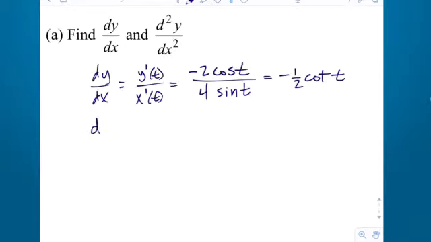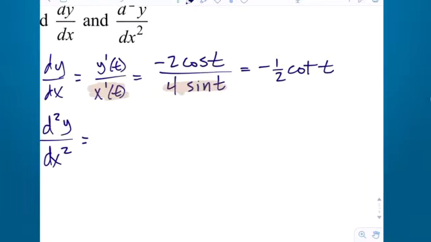And then to review from yesterday, if you want to find the second derivative in parametric form, how are we going to do that? If I already have the first derivative, how do I go from the first to the second? I take the derivative of the first derivative. Let's see, what over x prime? Yeah, every time we take a subsequent derivative, we have to keep dividing by x prime, which is 4 sine of t. So let's keep that in mind.